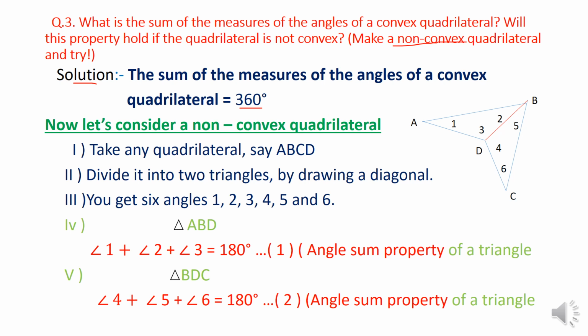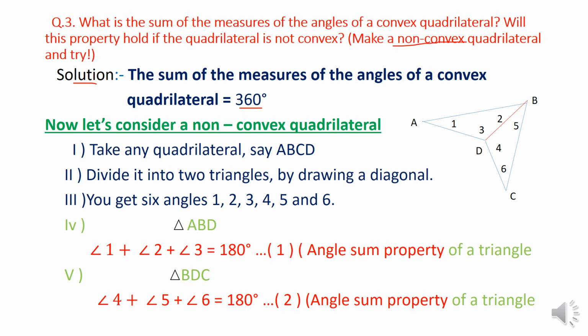Now let us consider the non-convex quadrilateral for the same property. For that, what we will do? We will consider here ABCD, any quadrilateral, and I am considering diagonal DB for this proof. Now let us see step by step. Take any quadrilateral ABCD and divide it into two triangles by drawing a diagonal. So I have drawn diagonal DB.